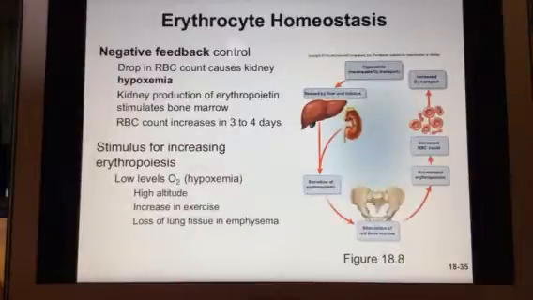There are some other reasons that we may have a low oxygen level: high altitude, an increase of exercise, or possibly a loss of lung tissue when there's emphysema involved. And so those 3 could potentially trigger more red blood cell production based on low oxygen.